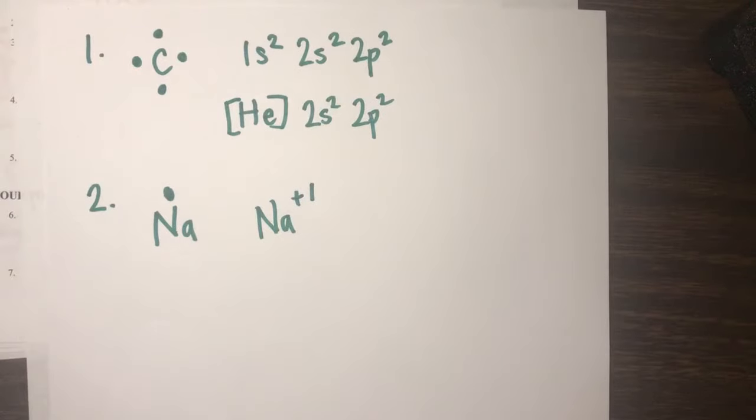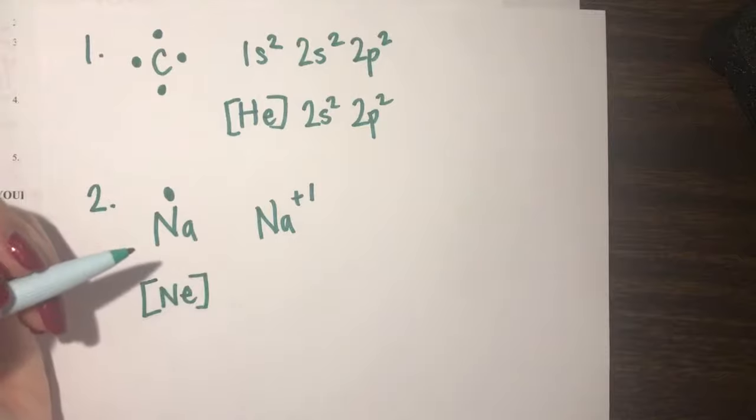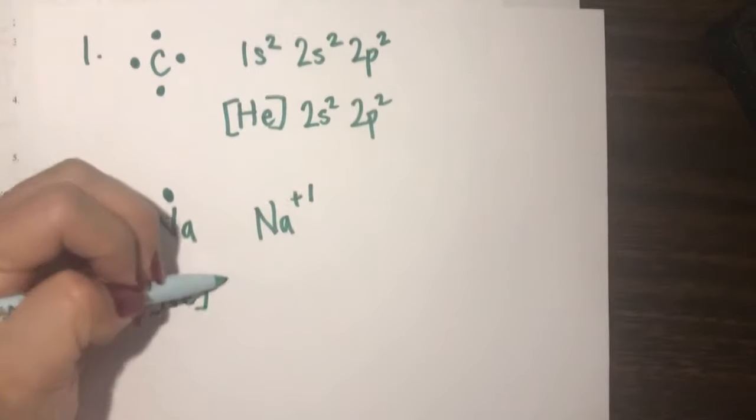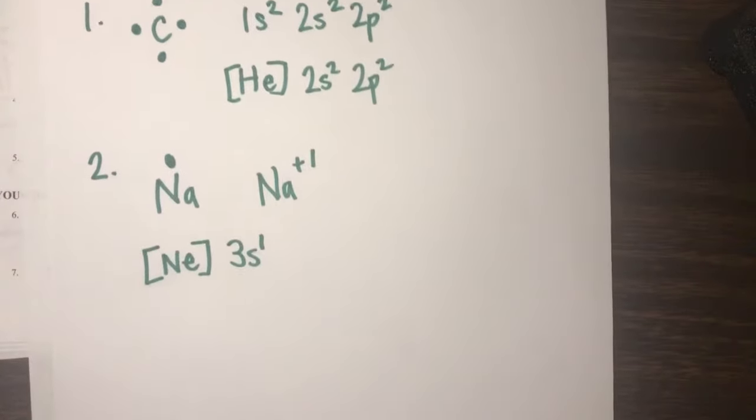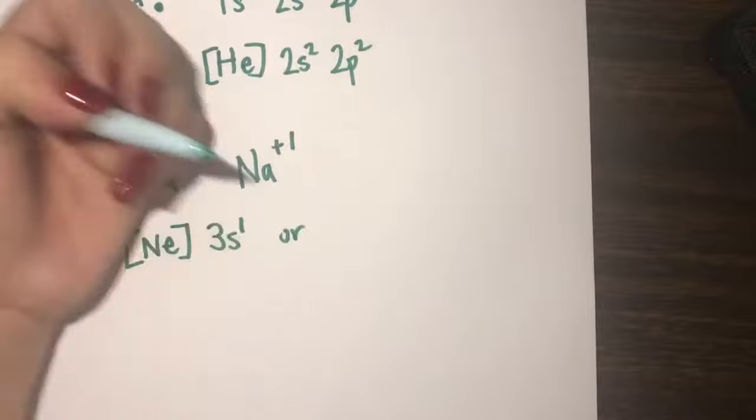For Na, it's 3s1. So that's the shortcut method. If you're not sure how to do the shortcut method, I'm just going to do it one last time, the long method.